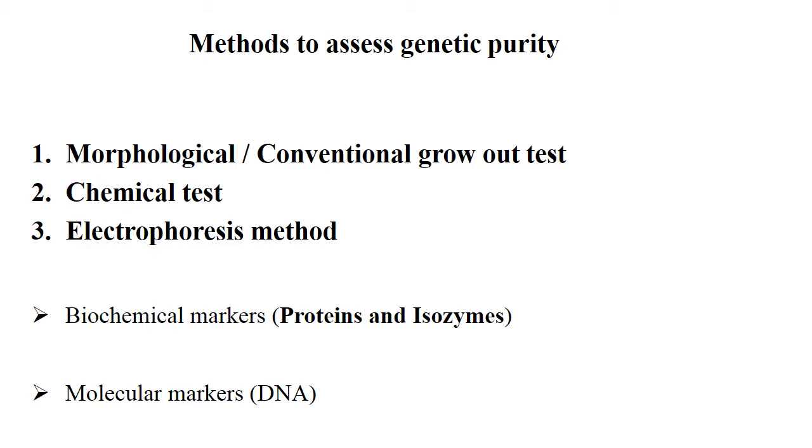Coming to the methods to assess genetic purity, there are three methods. One is morphological, or we can say the conventional growout test. The second one is chemical and the third is the electrophoresis method. There are biochemical markers like proteins or isozymes and molecular markers, which are very convenient to assess the genetic purity with more assurance and more durability.